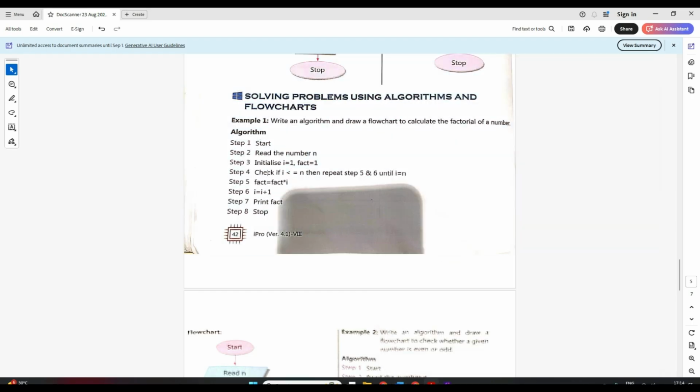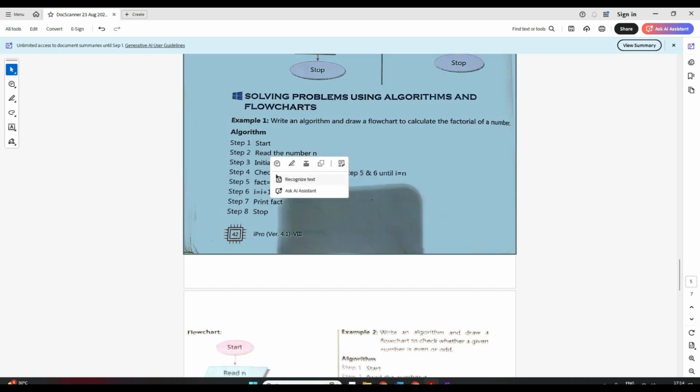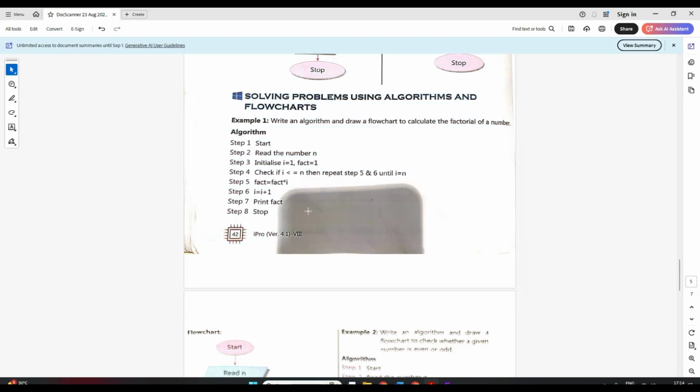Here in the first step only they are checking if I is less than or equal to. You can have this check below also, you can have this check above also, it doesn't matter, right? So I'm checking if this I, which we keep incrementing, is less than or equal to the number entered, because I have to go till that number only, right? If it is, then you repeat steps 5 and 6 until I is equal to n, it will go on and on. See here again, fact is equal to fact into I, and then I is equal to I plus 1, they are doing this again and again, and then finally they print the fact.